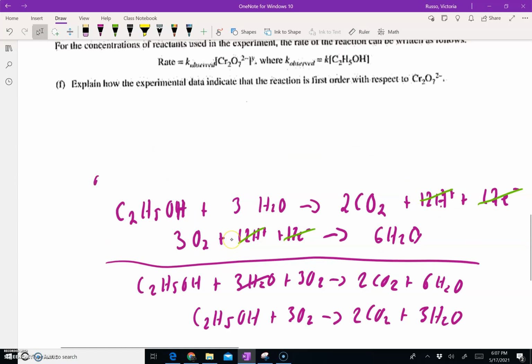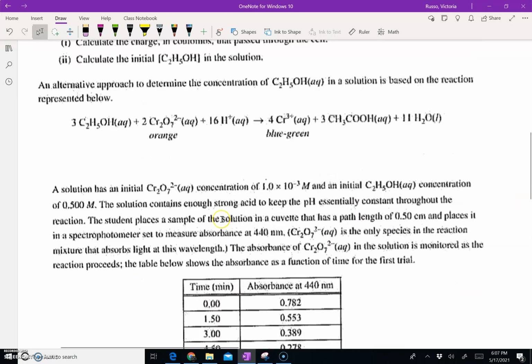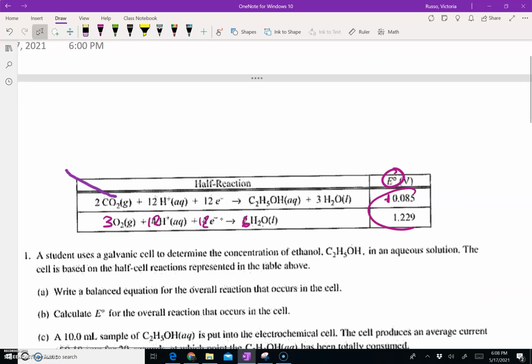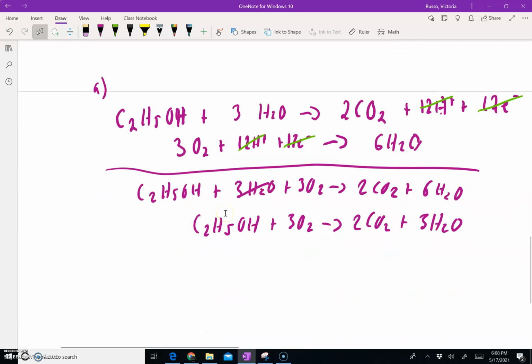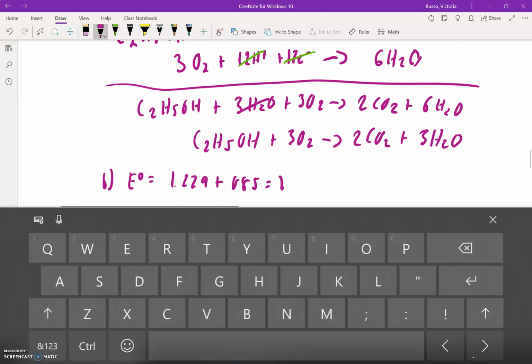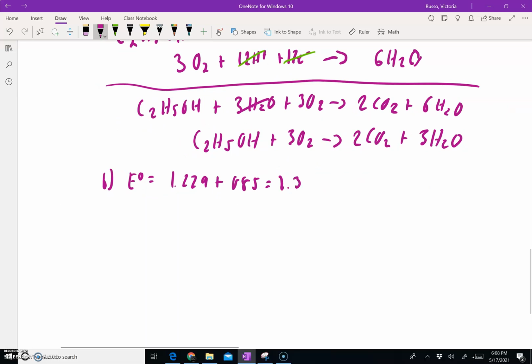That's A. And then all we have to do for B is add these values, with that one being positive. We just add the E0 values, with the one that we flipped the sign. So E0 is equal to 1.29 plus the one we flipped, which was, I can't read my own handwriting, 0.85, and that is 1.314 volts. Alright, so that's for A and B.